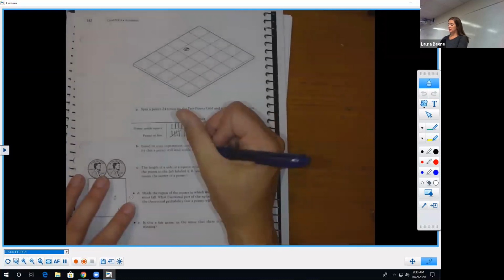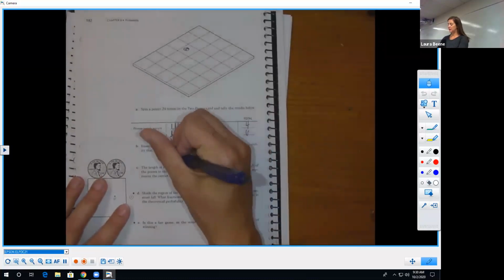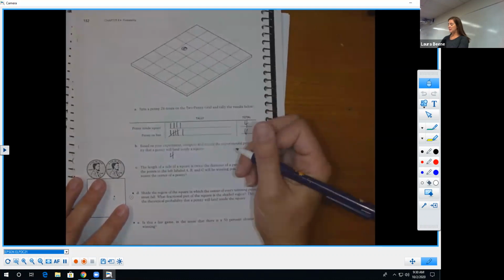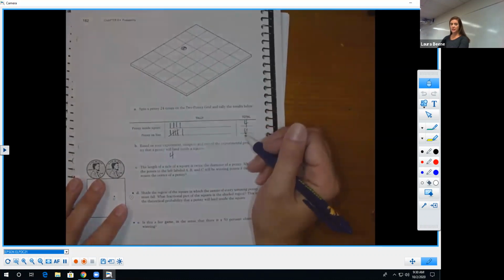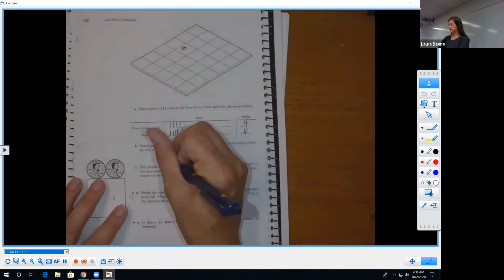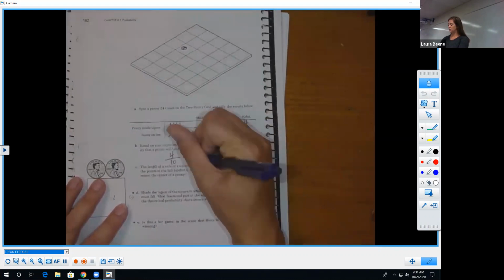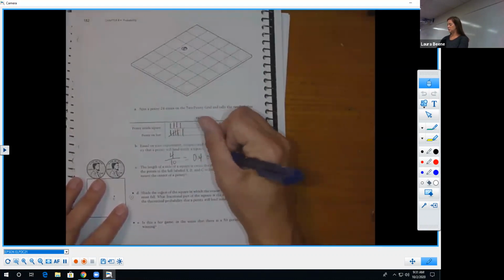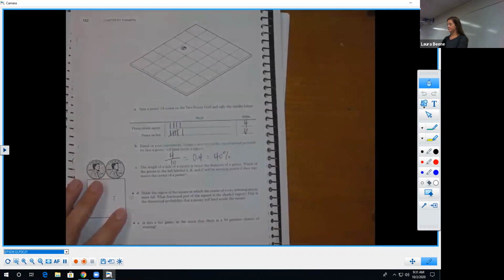So inside the square is how many successful times did we get it in the square? 4 times in the square. How many total times did I spin the penny? I spun it 10 times total. So 4 out of 10, which would be 4/10, which would be 40%.